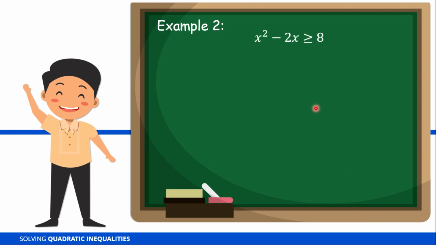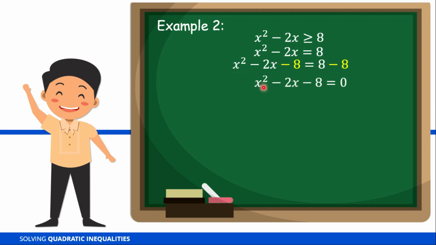Our second example is x squared minus 2x is greater than or equal to 8. Itong greater than or equal to na symbol natin, palitan muna natin ng equal sign para ma-solve natin yung critical points. Gawin natin 0 itong nasa right side ng equation, mag-add tayo both sides ng negative 8. Okay, so 8 minus 8, that will become 0. And yung nasa left side ng ating equation, magiging x squared minus 2x minus 8 is equal to 0. Kasi nga gumamit tayo ng addition property of equality. So again, isa-solve natin ang ating naging quadratic inequality in standard form using any method.